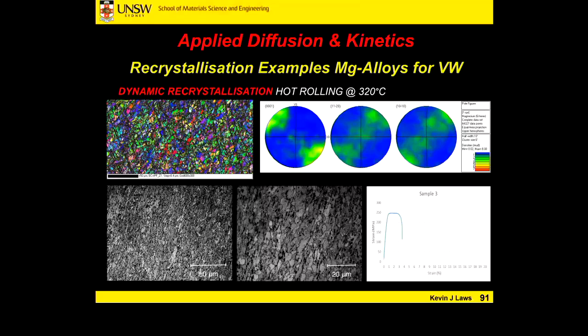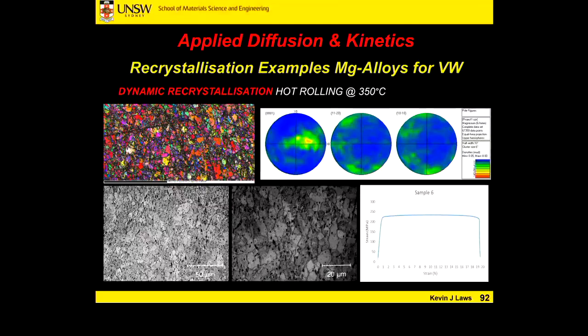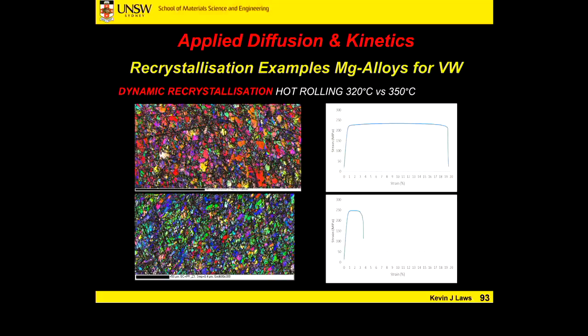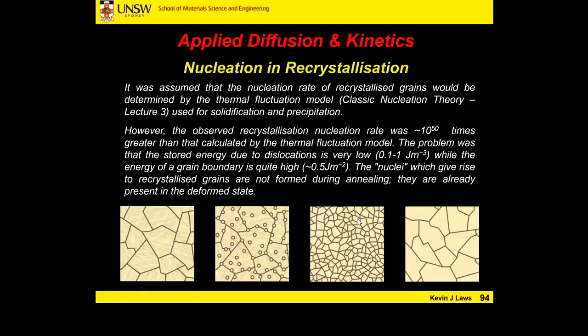We had a little bit of a look at how recrystallization can affect the texture and the properties of materials. We looked at the example of hot rolling at 320 degrees centigrade versus 350 degrees centigrade for the magnesium ZKC alloys that we did for Volkswagen some time ago. We can see here that by destroying some of the rolling texture using recrystallization, we were able to get extensive elongations out of the material, as opposed to imparting strong texture on the material.